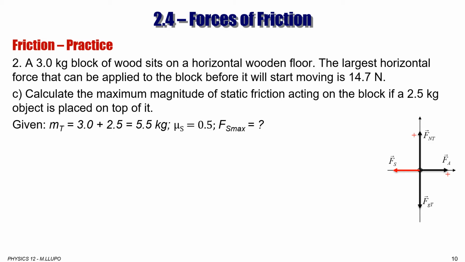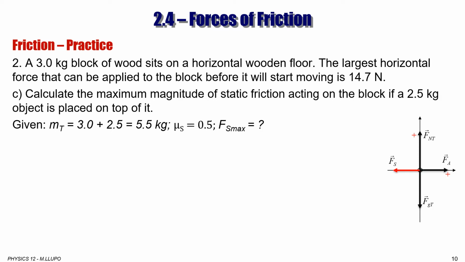Here is what is given. First of all, we had a 3 kilogram block, and now we have another 2.5 kilogram, so it makes 5.5 kilogram. The coefficient of static friction we already calculated was 0.5. It's the same wooden block, so it's not going to change. So what we're looking for now is the new maximum static force of friction.